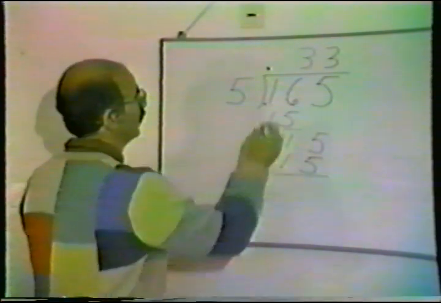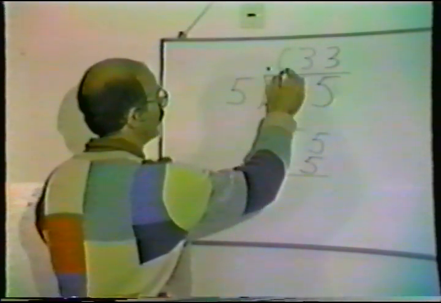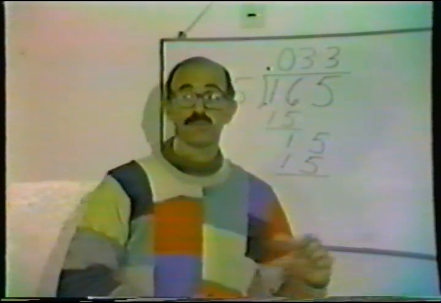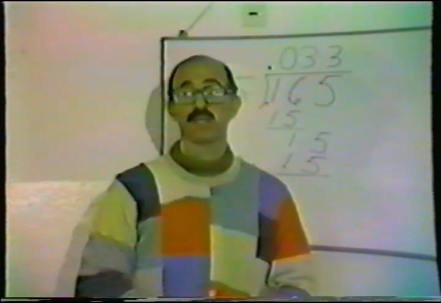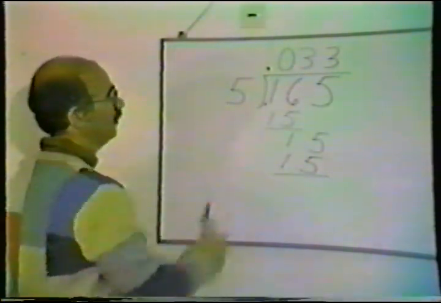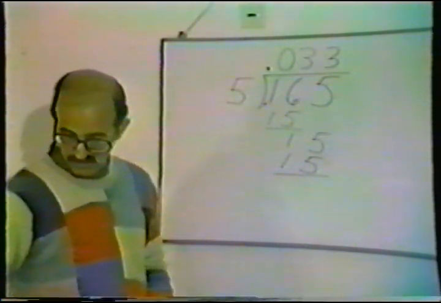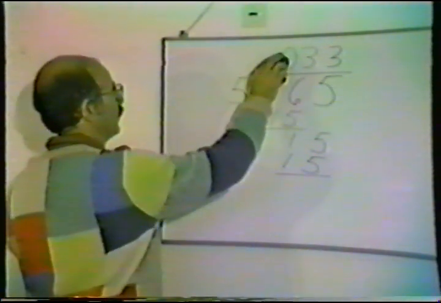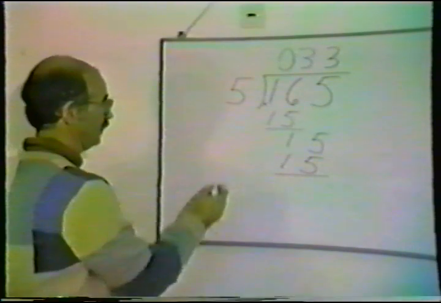A 0. It's very important that every place to the right of the decimal point is properly filled, and there's no blank holes. We must fill it with the 0. Now we're going to change it again.